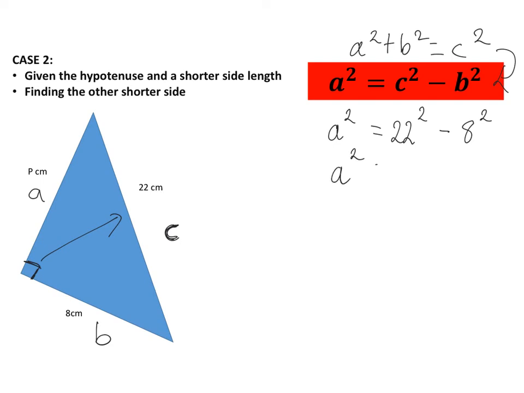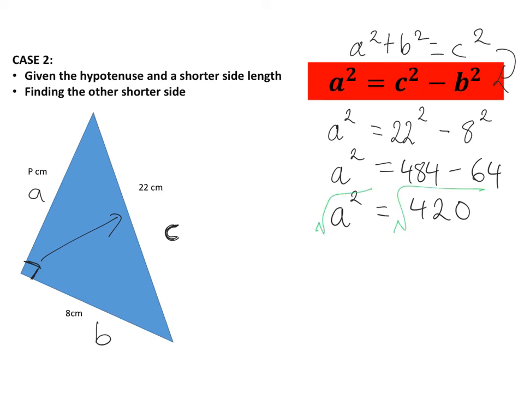So I'm left with A squared equals 22 squared, which is 484. Subtract 64. A squared equals 420. Okay, so now I'm at that bit where I have to get rid of this squared here from this A. So if you remember from the last example, to undo a square, I square root both sides, and that's going to cancel this square and the square root, and so I'm left with A is equal to the square root of 420.